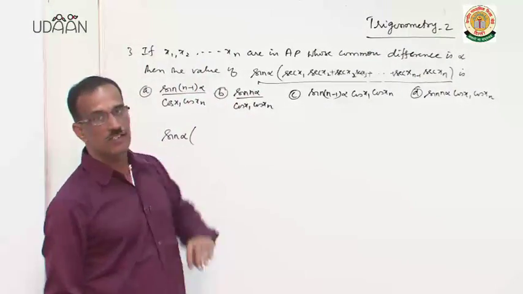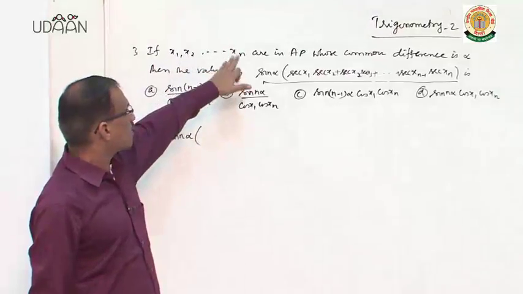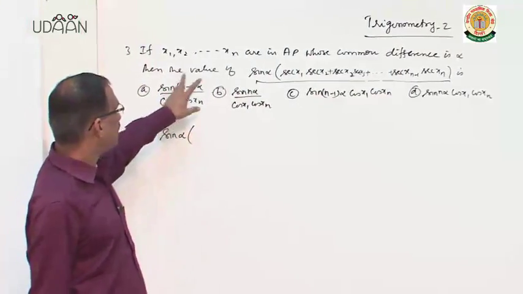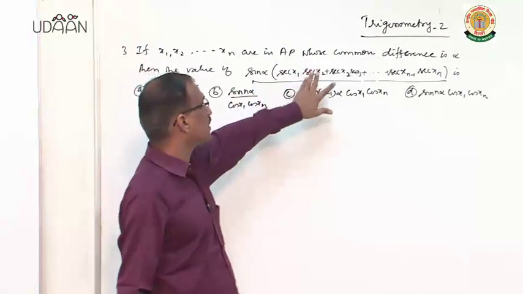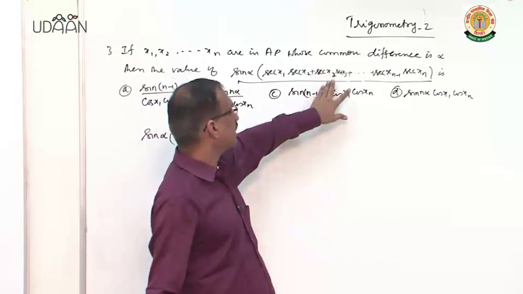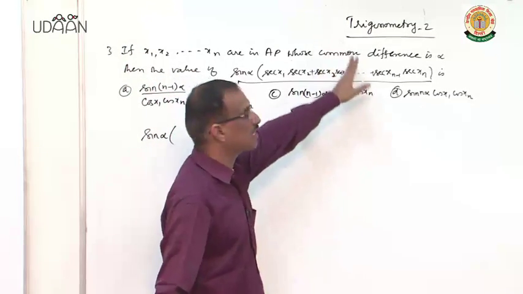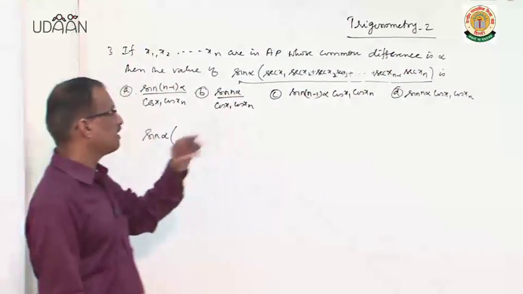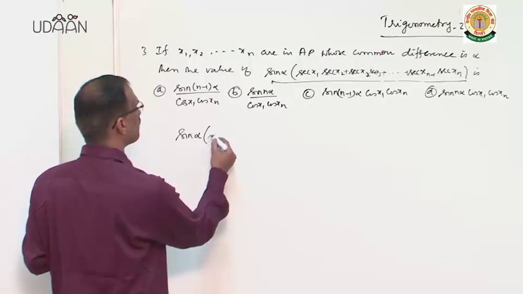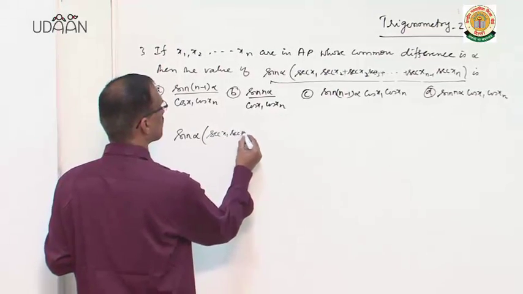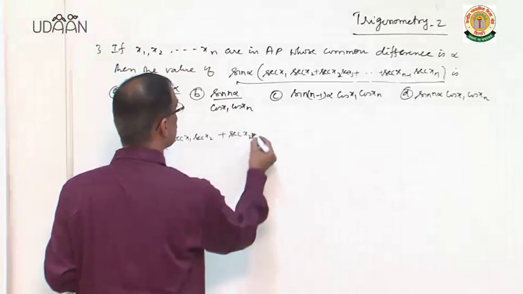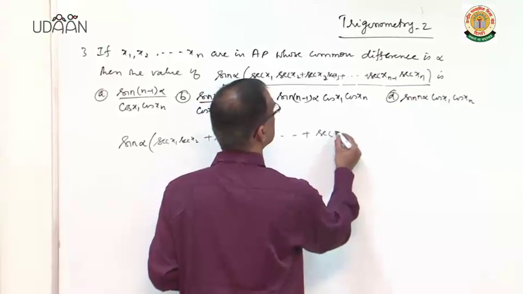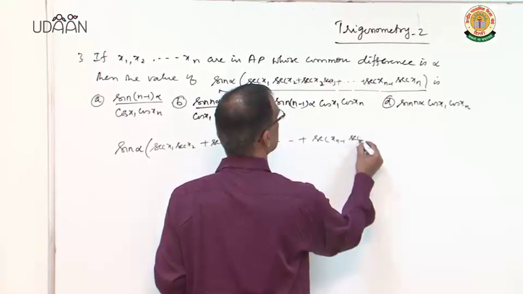Question 3 says that if x1, x2, etc., xn are in AP, whose common difference is alpha, then the value of sin alpha into sec x1 sec x2 plus sec x2 sec x3 plus sec x3 sec x4 etc. plus sec xn minus 1 sec xn is what? So, sin alpha into sec x1 sec x2 plus sec x2 sec x3 plus etc. plus sec xn minus 1 sec xn.